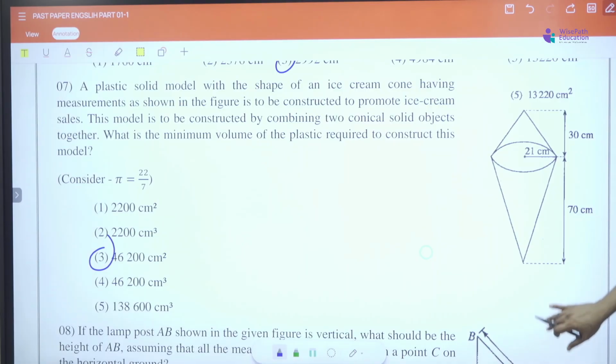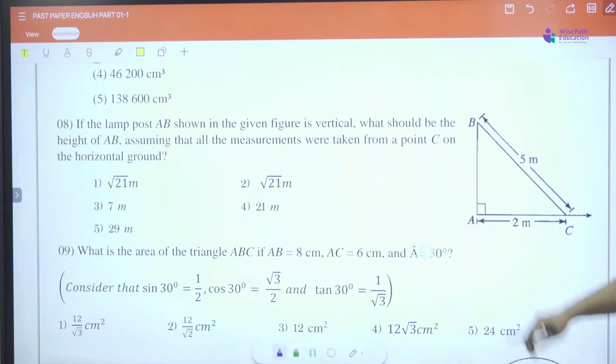Next question. If the lamp post AB shown in the given figure is vertical, what should be the height of AB? Assuming that the measurements were taken from the point C on the ground. They are asking for the height of the post AB. What do you put here? These are the past paper questions here. So this won't happen in nowadays papers. Don't have much expectation like this, but this is what you had.